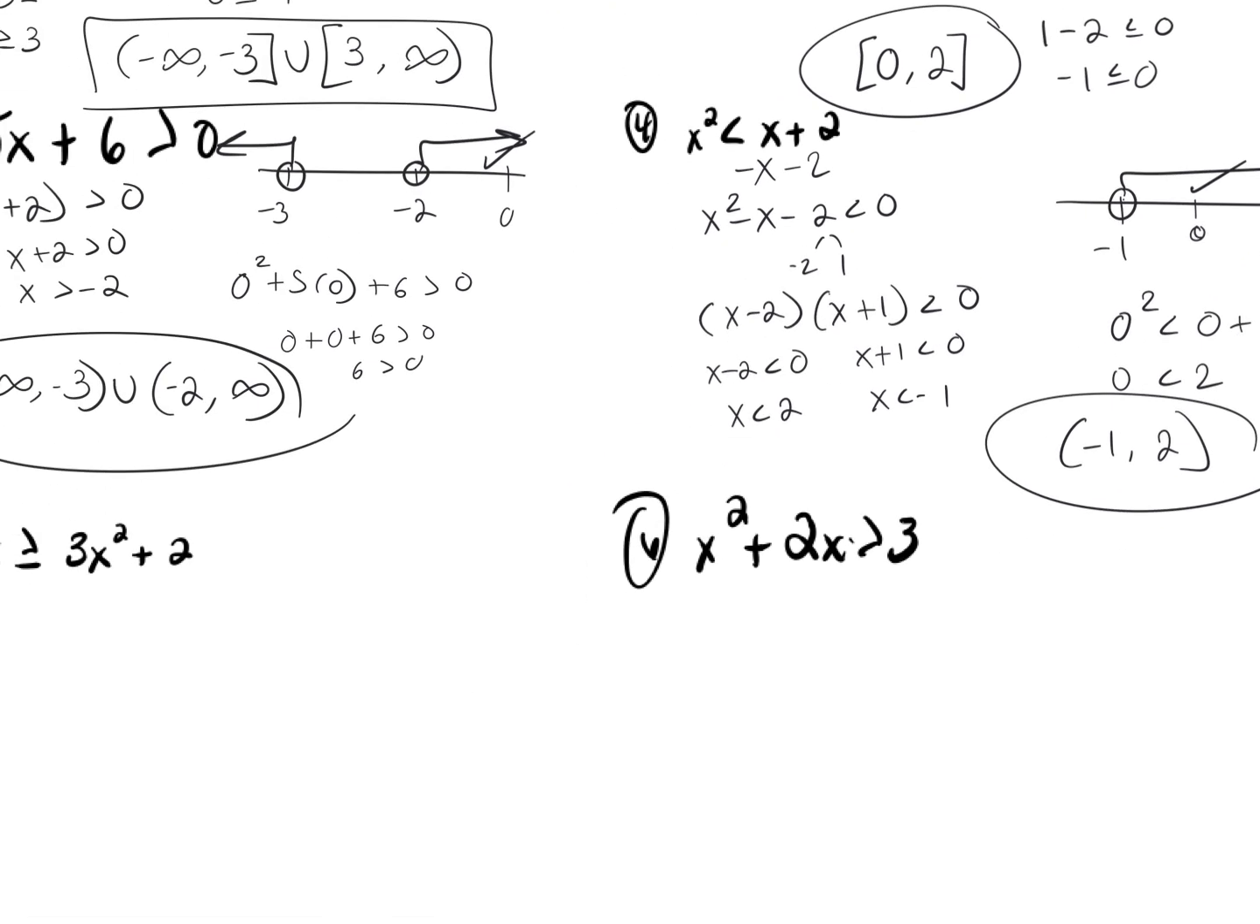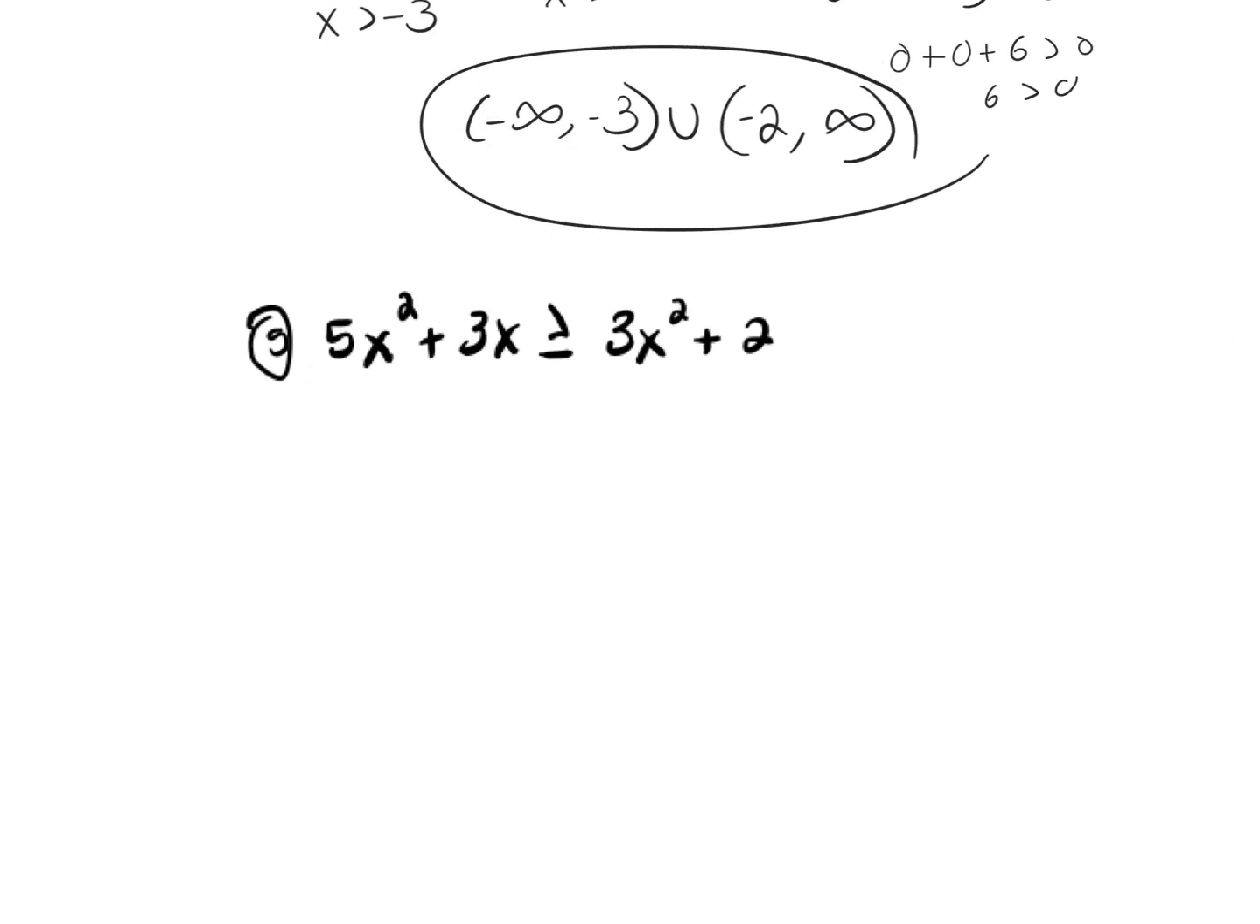Now let's go ahead and do 5. For 5, we're going to go ahead and combine what we can. We're going to subtract the 3x squared from the 5x squared. It's going to give us 2x squared plus 3x. I'm going to go ahead and subtract the 2 as well. Minus 2 is greater than or equal to 0. Now we're going to look at factors of negative 4 that add up to positive 3. So 4 minus 1 is going to give us positive 3. And 4 times negative 1 gives us negative 4.